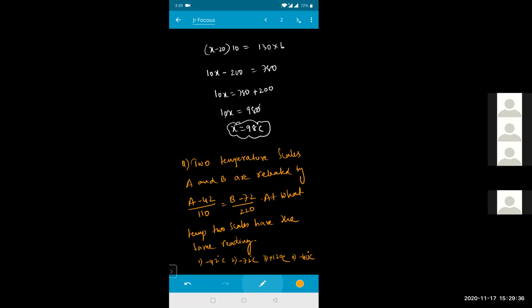Chalo, do it quickly, Usman. Two temperature scales A and B are related by A minus 42 divided by 110 is equal to B minus 72 divided by 220. At what temperature do the two scales have the same reading? Same formula again.